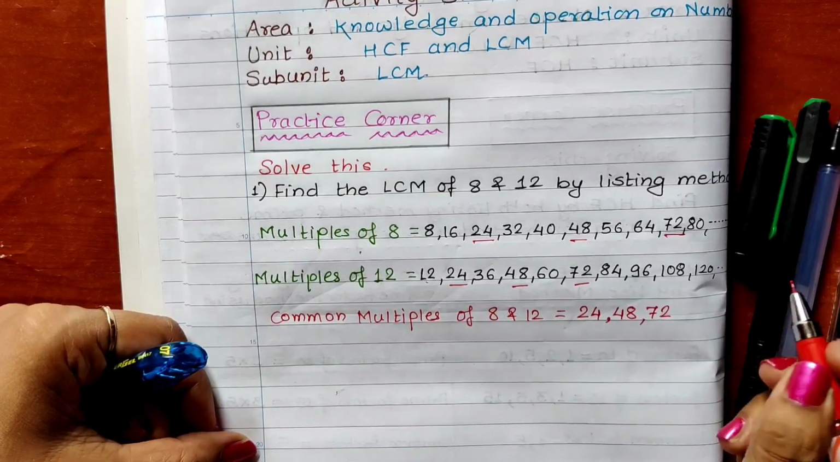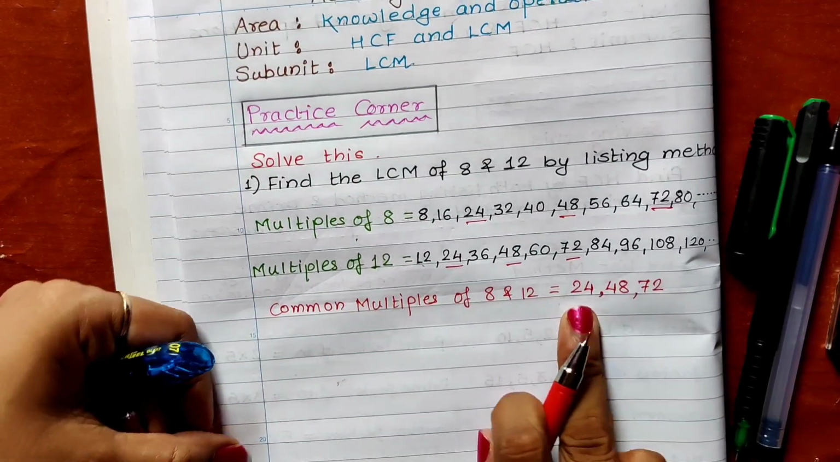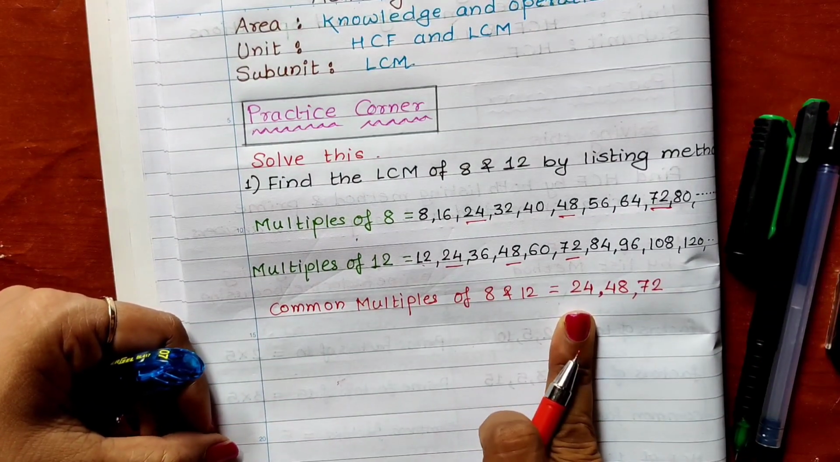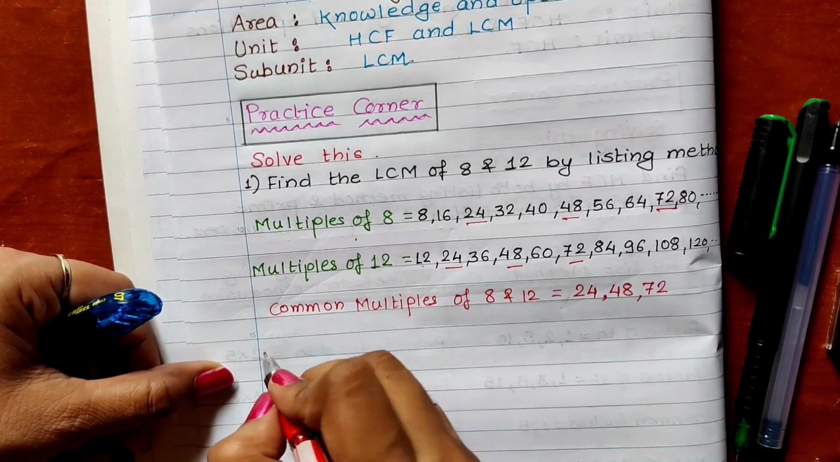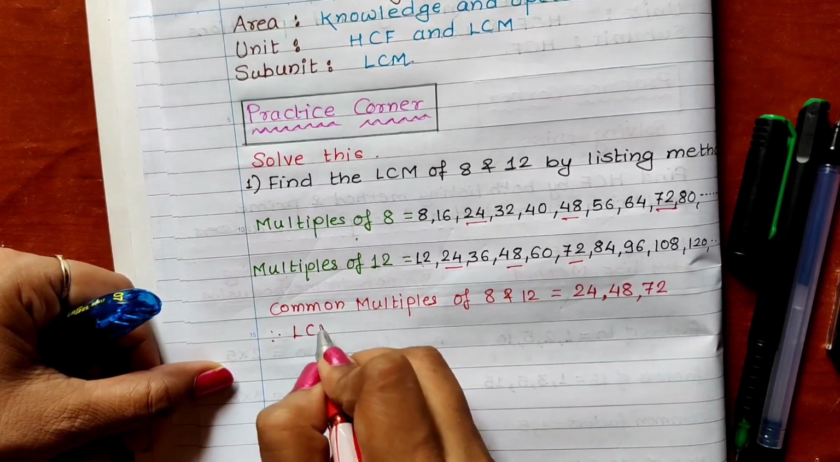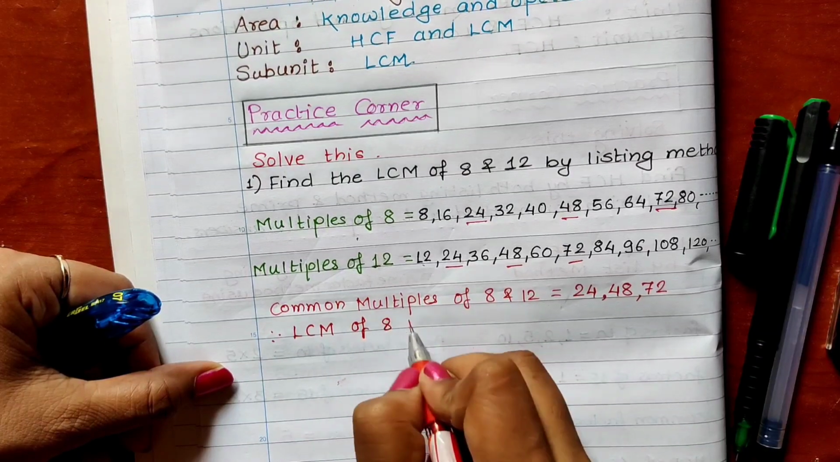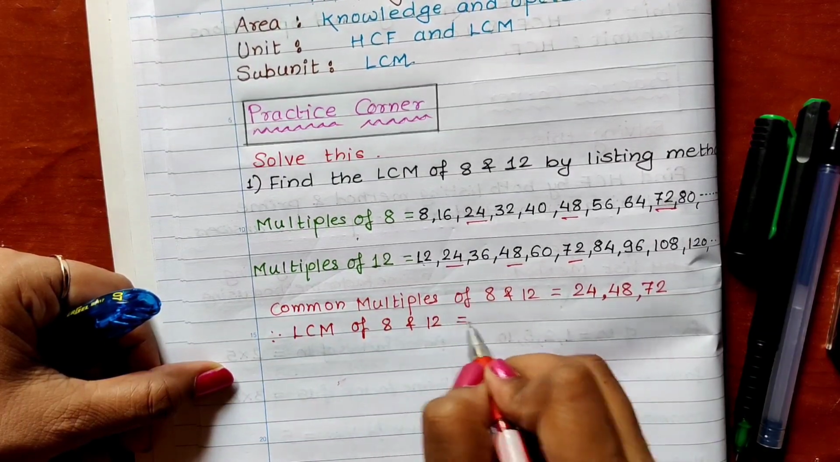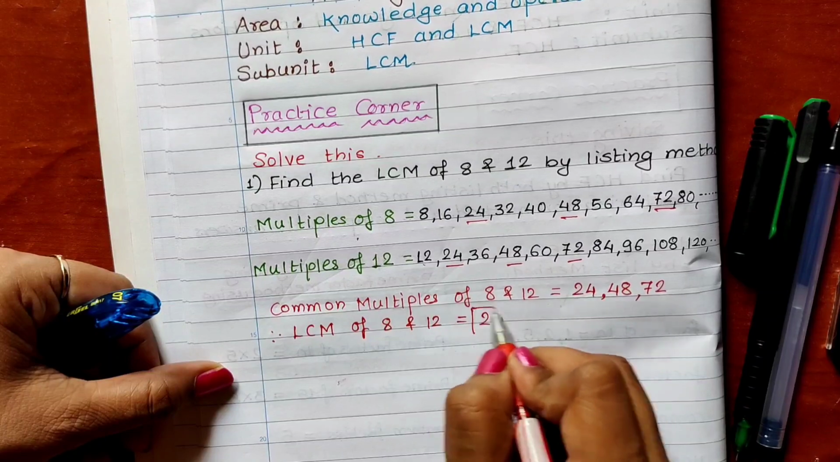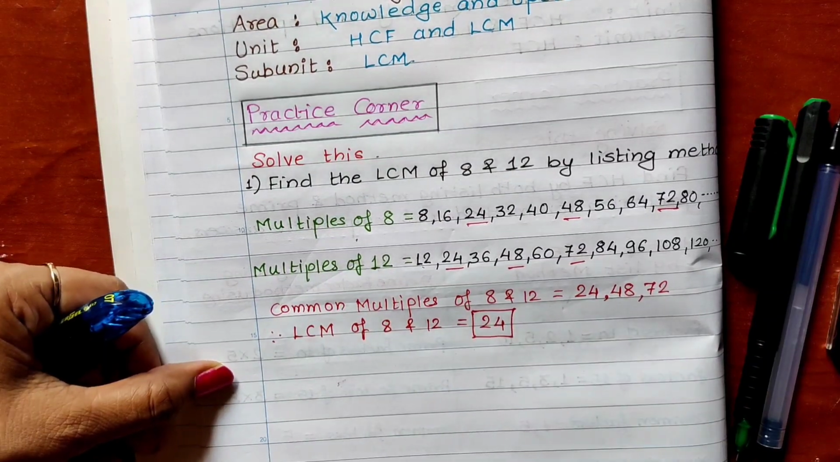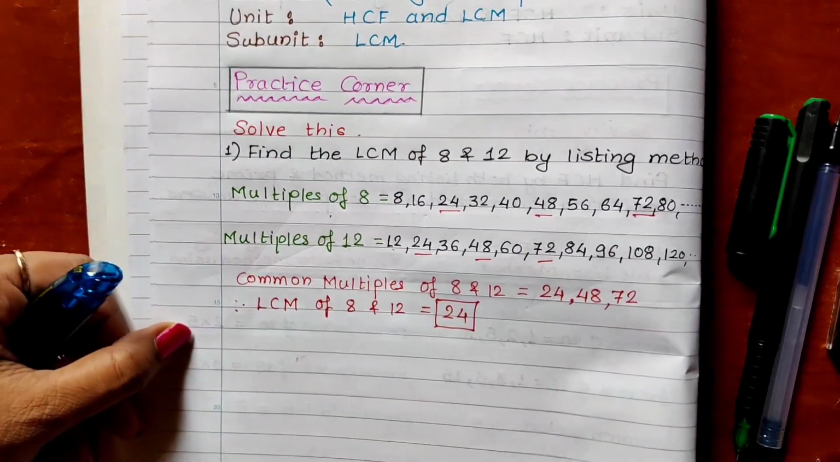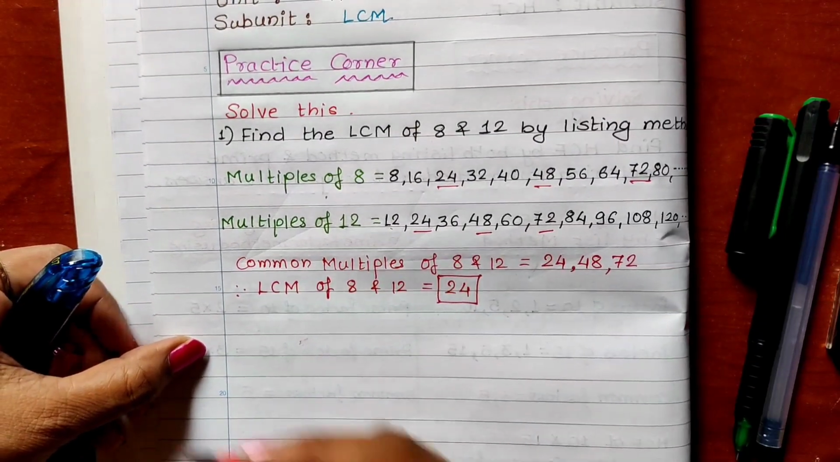And so many common multiples we can see. Which is the smallest one? 24 is the smallest one. So therefore LCM or least common multiple of 8 and 12 is equal to 24. The answer is 24. In this way you can write the LCM by listing method.